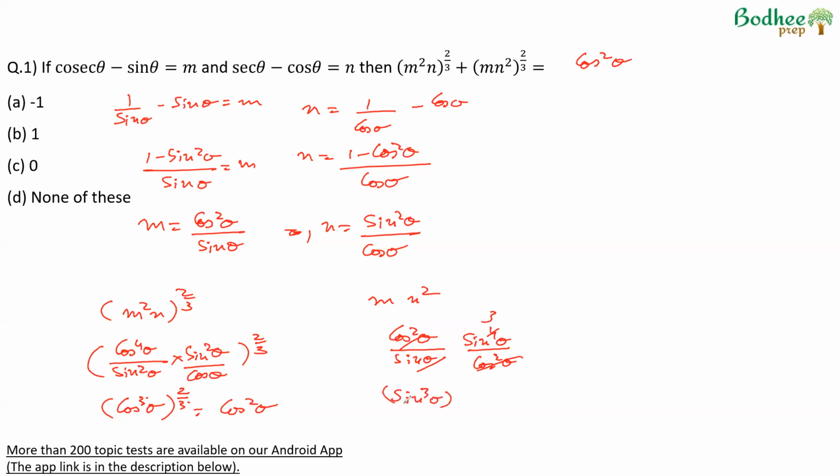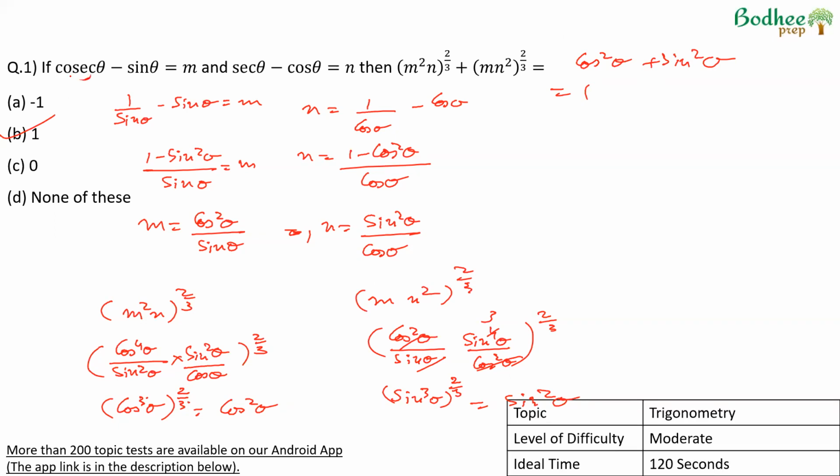By a similar logic as the previous term, if we raise the power 2 by 3, cube and cube root cancel, and we will be left with sin square theta. And therefore the second term becomes sin square theta. Cos square theta plus sin square theta is 1. Therefore option B becomes my answer.